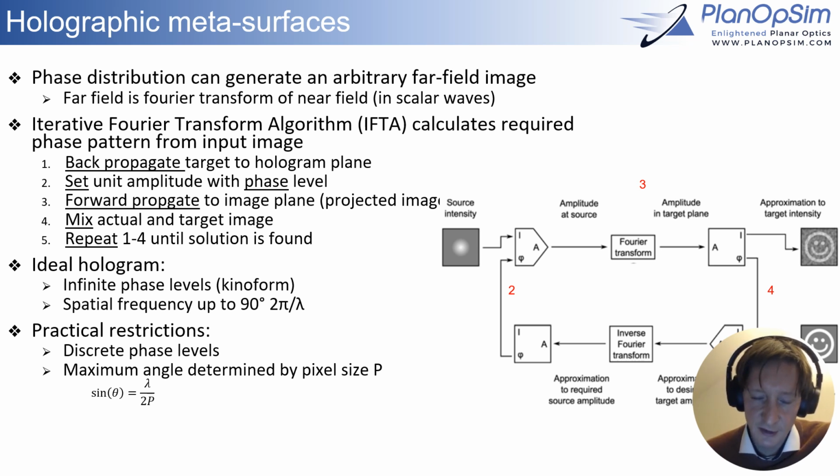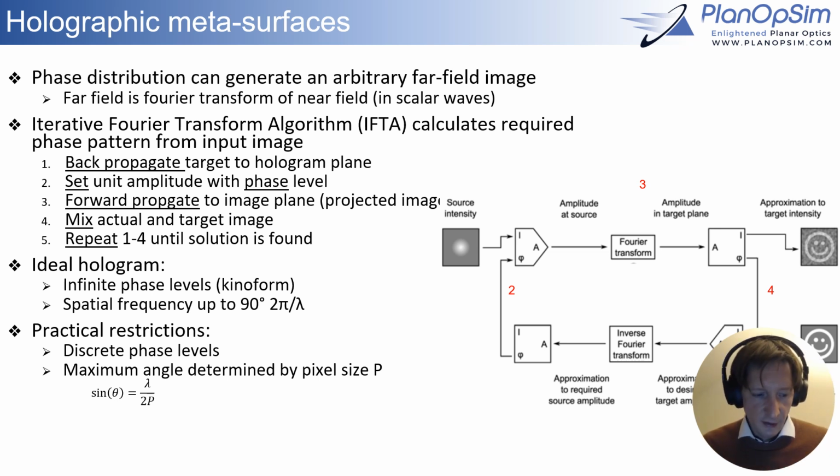So we start from the target image that we then back propagate to the plane of the metasurface. At this point we give it a unit amplitude, but just set the phase that we want from the back propagated target image. And we forward project this again using the angular spectrum method to reach the profile here at the far field again, which will be a reconstruction but not an exact reconstruction of the target image. Then these two images are mixed up and the procedure is repeated until the solution converges close to the target image that we had.